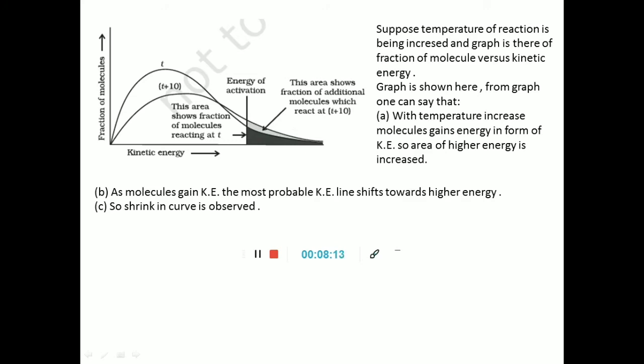So this line shifts to the higher kinetic energy side, meaning the right hand side. And the third observation that we can see on the right hand side is this gray area, that is extra, which shows that molecules are gaining energy and they are having higher energy compared to the first temperature T.